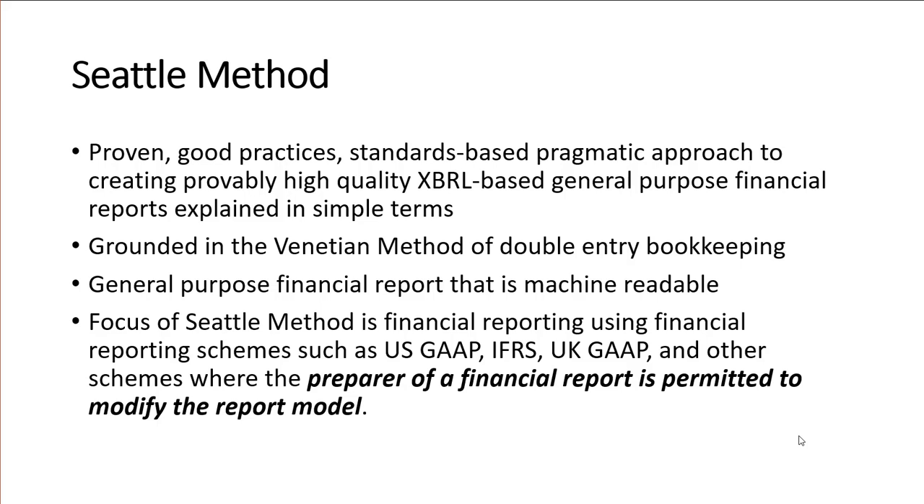explained in simple terms. So it's grounded in double-entry bookkeeping. It basically enables you to create a general-purpose financial report that is machine-readable. The focus of the Seattle method is to prepare a financial report where it is permitted to modify the report model. So if you can modify the report model, you have to control those modifications to keep those modifications within permitted boundaries. And that's what the Seattle method does.